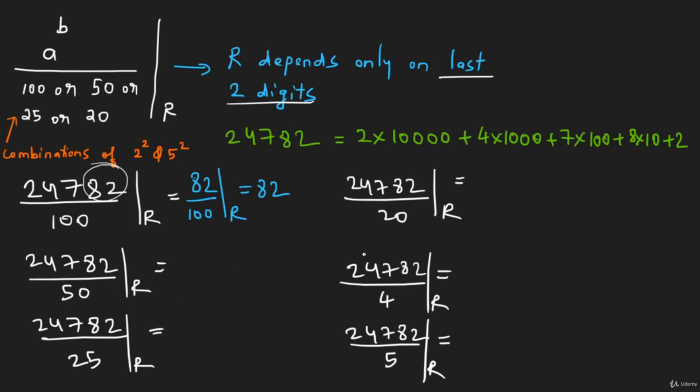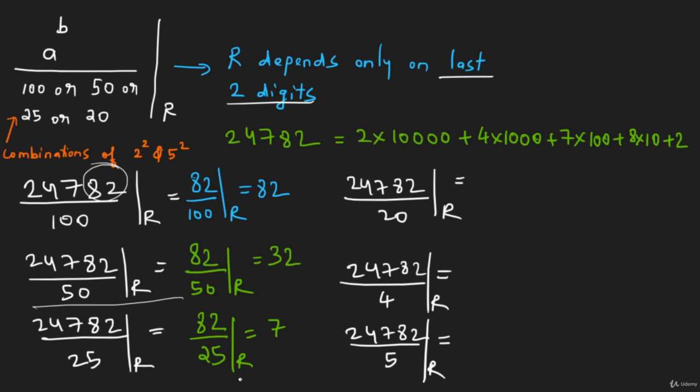What about this case? When you want to find the remainder, it's the same thing as 82 by 50 and taking the remainder, that's 32, because 82 is 1 into 50 plus 32. Similarly, over here it's the same as 82 by 25 and taking the remainder. So 25 into 3 is 75, 75 plus 7 is 82. So your remainder over here is 7. Similarly over here, that's 82 by 20 taking the remainder, that's 2, because 20 into 4 is 80 and 80 plus 2 is 82. So you have your remainder as 2 over here.